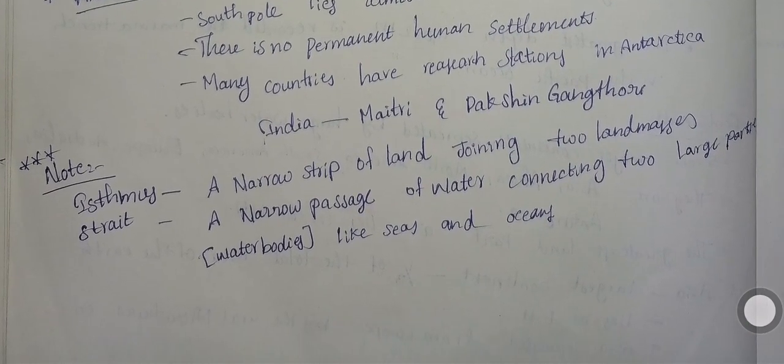Note, here we will see the isthmus. An isthmus is a strip of land which joins two land masses. When a strip of land joins two land masses, it is called an isthmus. Next, strait. A strait is a passage of water which connects two large water bodies like seas or oceans. That is the strait.